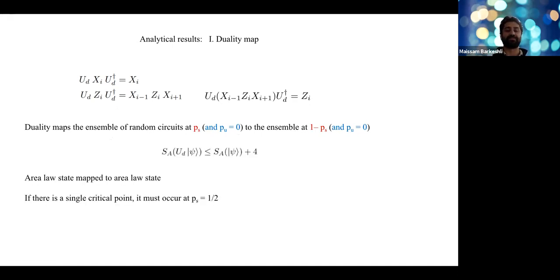And this duality map doesn't completely keep invariant the entanglement entropy of a subregion, because it can lengthen an operator from acting on 1 qubit to acting on 3 qubits. But it keeps the entanglement entropy invariant up to just some constant. So if you have an area law state, you're going to get mapped to an area law state, and similarly for volume law.